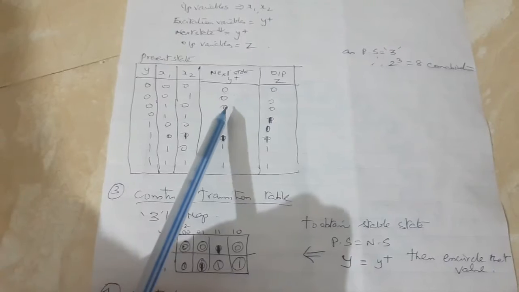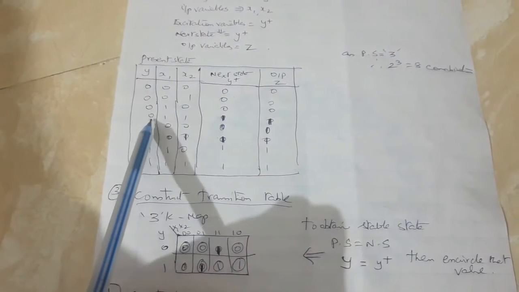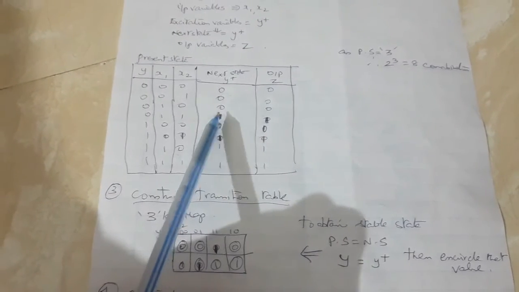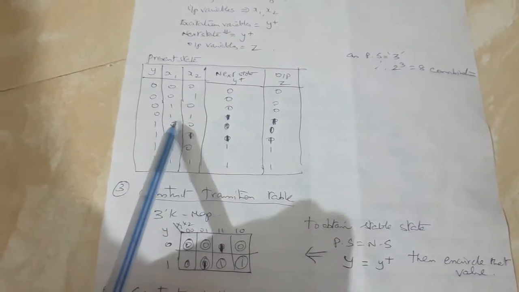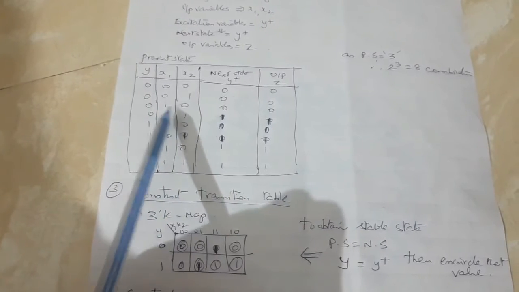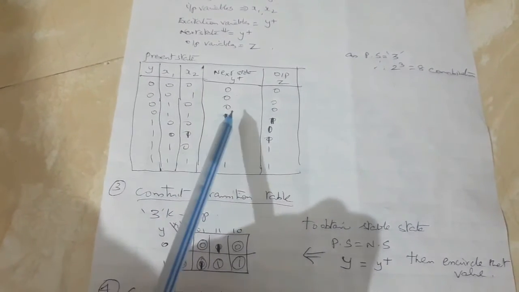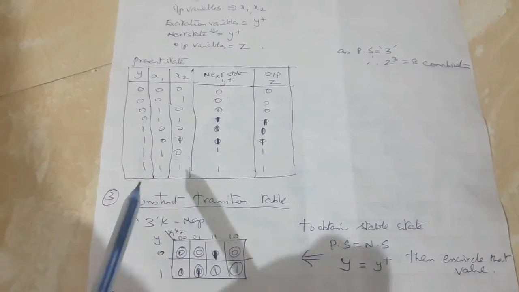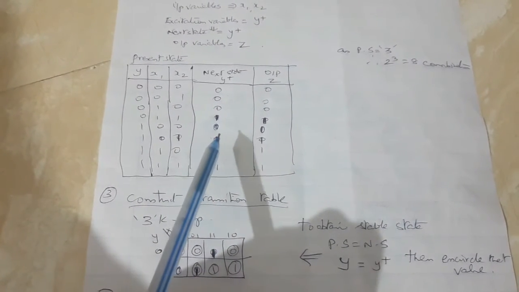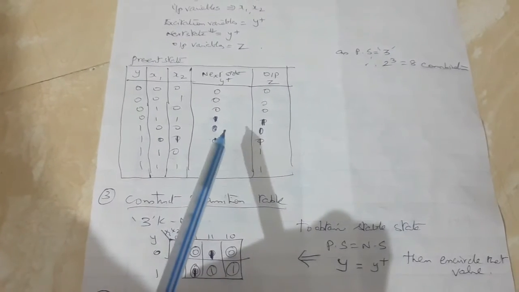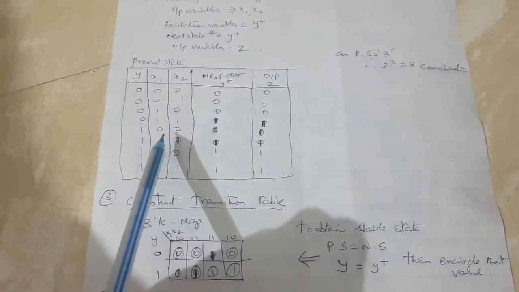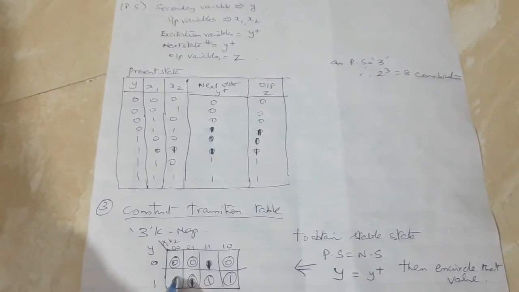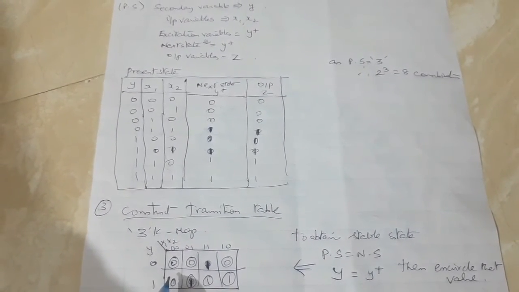So first is stable, second is stable, third is stable. Fourth, if you come to 0 and 1, it is not stable. So for this minterm 1, 1, 0 and 1, it is not stable. See here, it is not stable. Similarly, if you come to 1, 0, 1, 0, it is not stable because both are not equal. Therefore, under this condition, it is not stable.